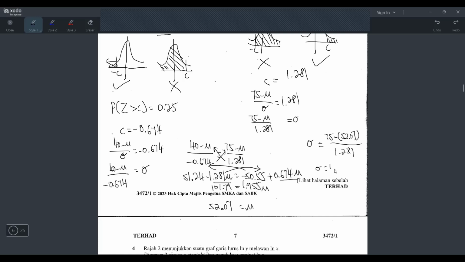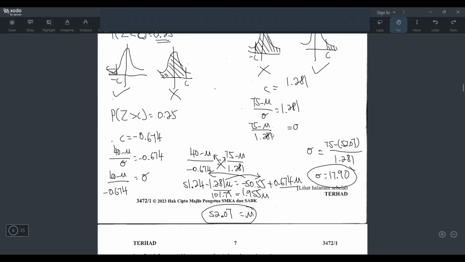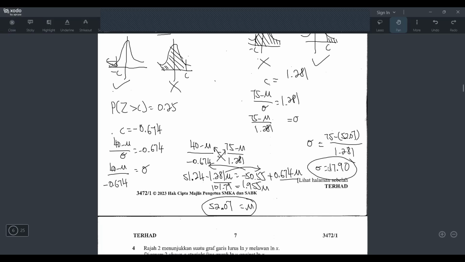Okay. So now I think I finished already. This is my mean answer. This is my standard deviation answer. And what does the question ask you to find? Mean and standard deviation. So 5 marks. Sudah siap, right? But what if I want to find variance? Okay, then you will take the standard deviation square. Because if you want the variance, it is just standard deviation square, right?